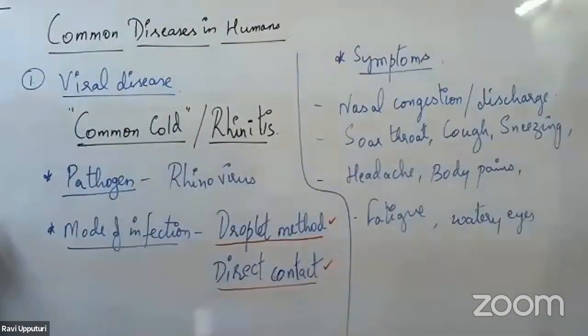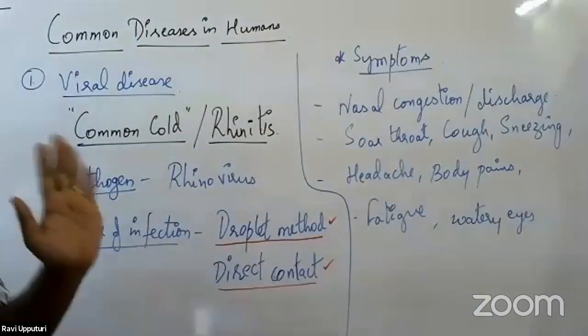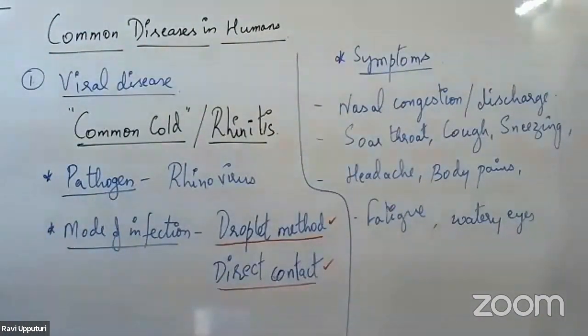Next, talking about the symptoms. Some of the common symptoms of this disease are nasal congestion, nasal discharge, followed by sore throat, cough, sneezing, headache, body pains, fatigue, that is tiredness, as well as watery eyes. If you know any other symptoms, you can add them to this list also. So this is what we have with the common diseases in humans: the first common disease, the common cold, falling under the category of viral disease, also called rhinitis. Clear? Now, let's move on to the next category, which is bacterial diseases.